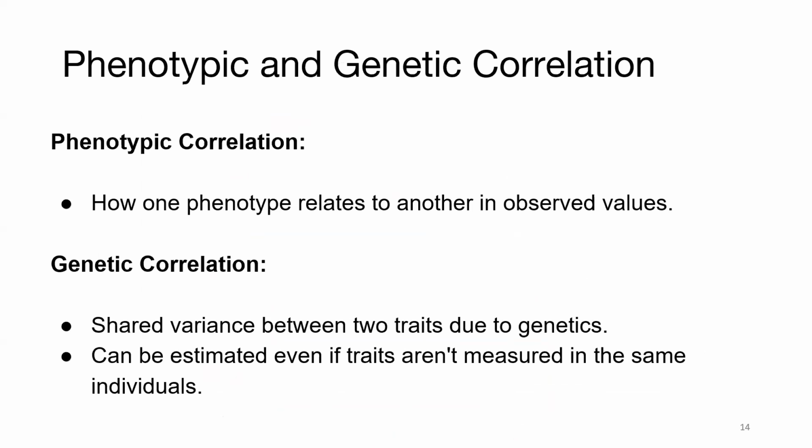We can also look at how one phenotype relates to another in observed values. That's the phenotypic correlation. And genetic correlation is the shared variance between the two traits due to genetics. One thing about genetic correlation is that we can estimate it even if the traits are not measured in the same set of individuals.